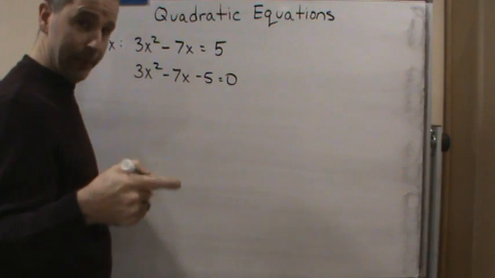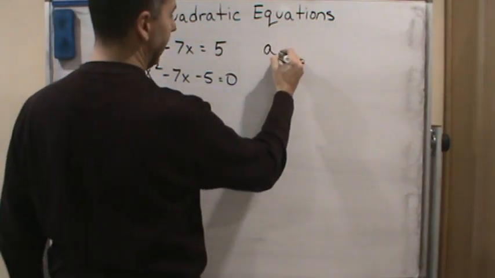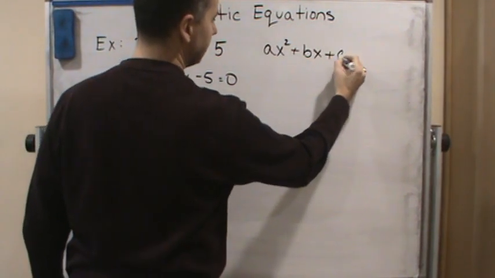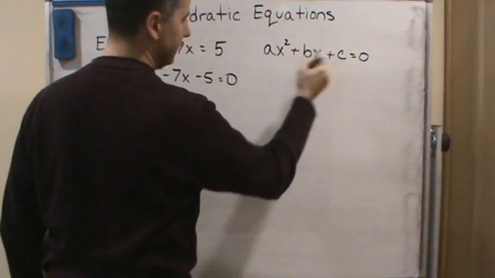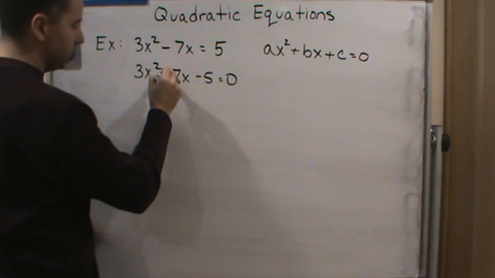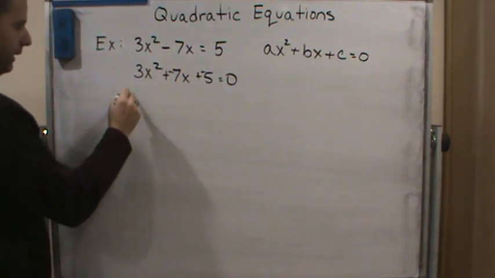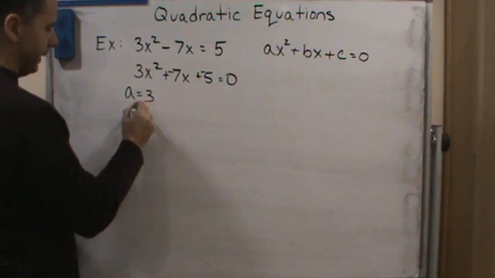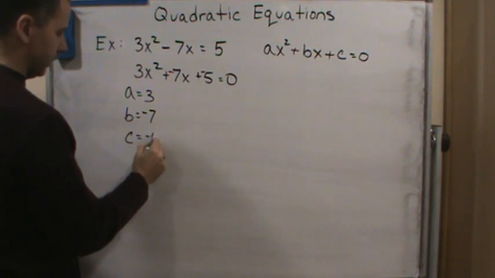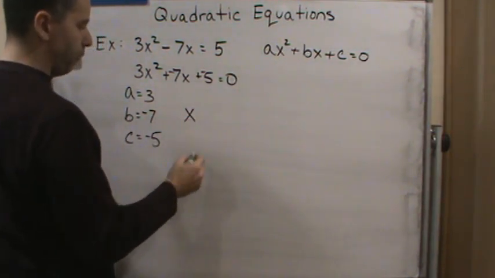But again, if you're prone to making sign errors, remember standard form has plus signs. It's ax squared plus bx plus c equal to 0. So A, B, and C is what we need. If you're prone to making sign errors, just make this into a plus negative, and now you can see that A is equal to 3, B is equal to negative 7, and C is equal to negative 5. And now all I have to do is plug it into the quadratic formula.